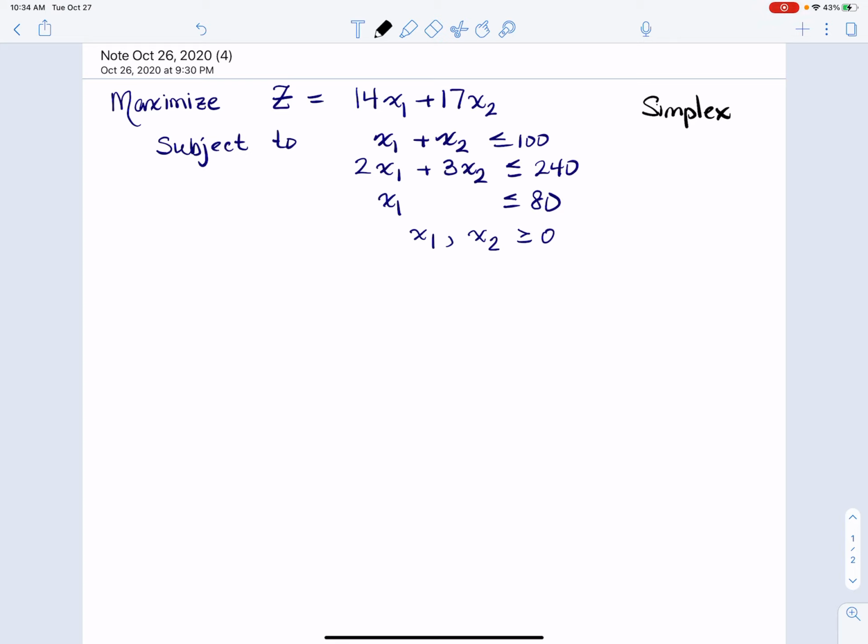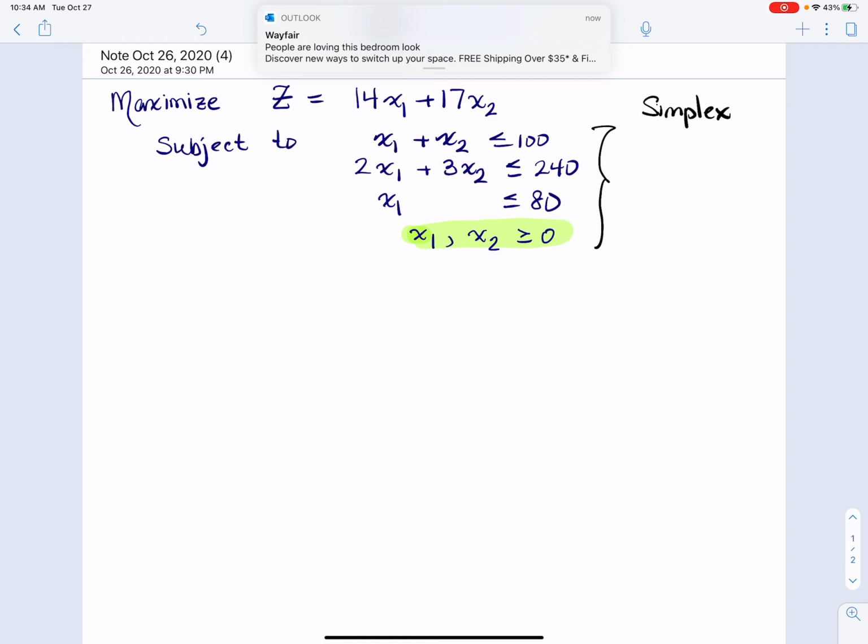The other thing about them is that the constraints all have to be facing this way. So notice that the coefficients of x1 and x2, again, non-negative, they're all less than or equal to constraints. With the exception, of course, of these, which remember are called the non-negativity constraints. So we have to assume that x1 and x2 are non-negative.